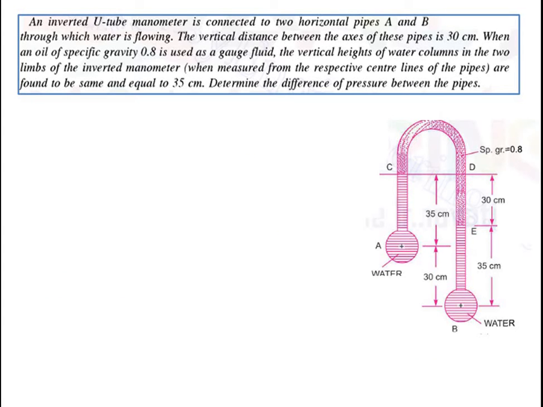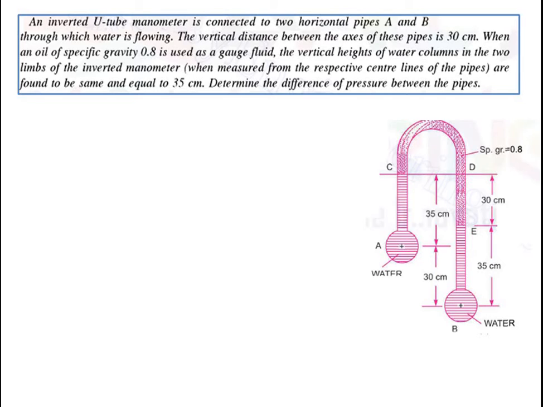This is another problem. An inverted U-tube manometer is connected to two horizontal pipes A and B through which water is flowing. The vertical distance between the axes of these pipes is 30 cm. When an oil of specific gravity 0.8 is used as a gauge fluid, the vertical height of the water column in the two limbs of the inverted manometer, when measured from the respective center lines of the pipes, is found to be the same and equal to 35 cm. Then determine the difference of pressure between the pipes.